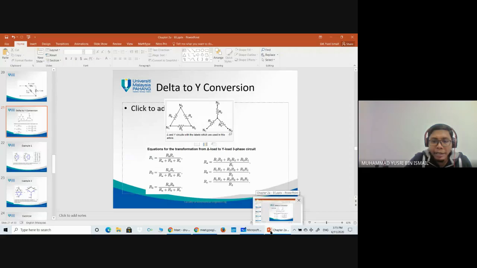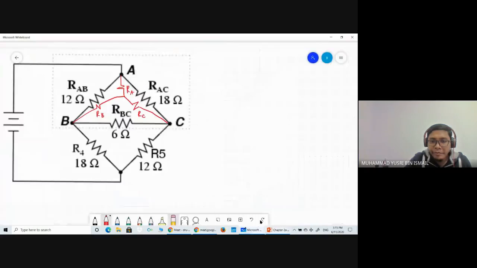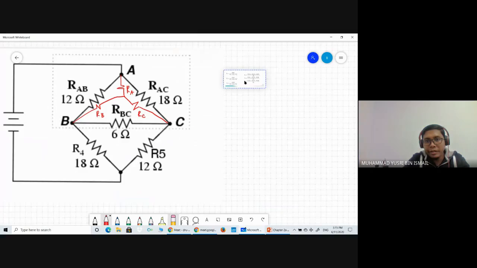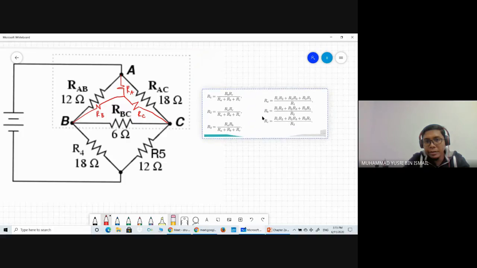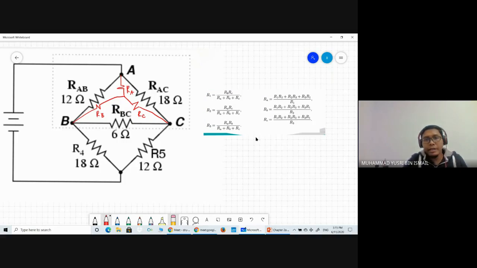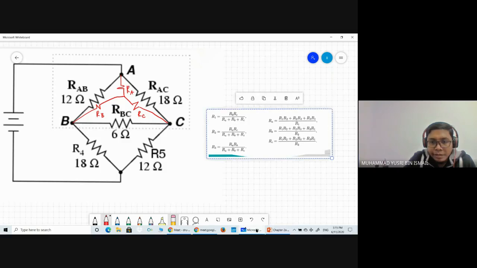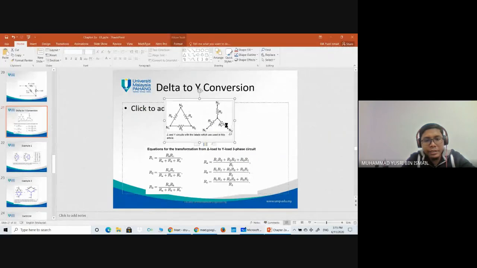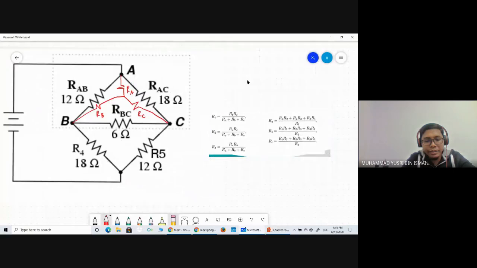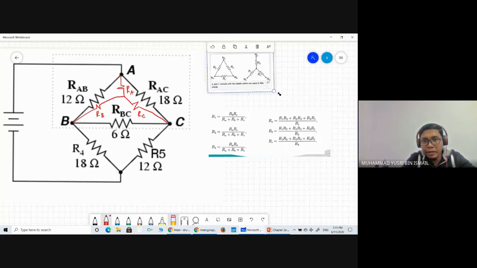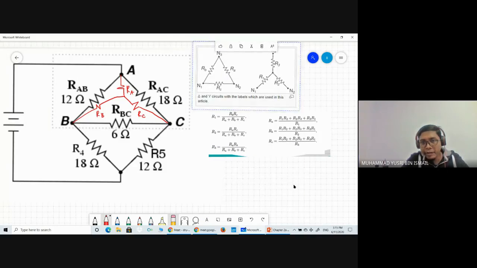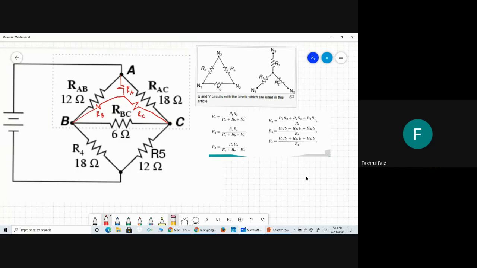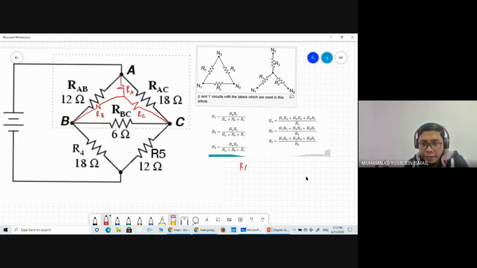I will call your names one by one. This is the formula, and then this is the connection. Can you see? Yes. Okay, so there are RA, RB and RC.